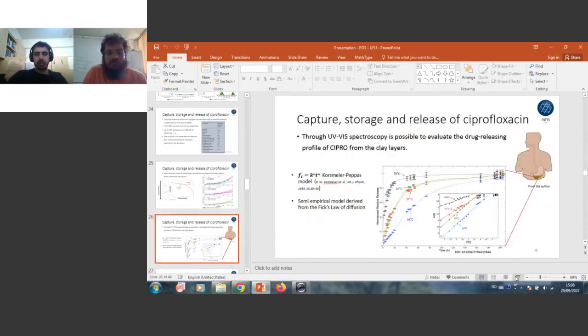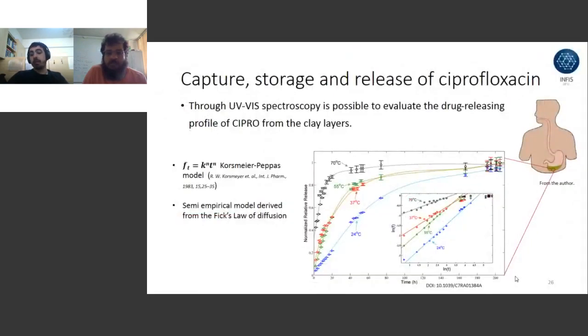Yes, the environment is really important. The release studies, for instance, were performed in synthetic gastric acid. So if you change, for example, to an environment that is similar to the intestine, the release profile will change. Of course, it will change. For sure, it will change.